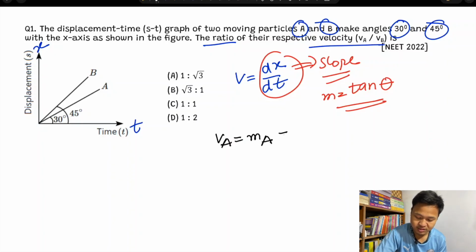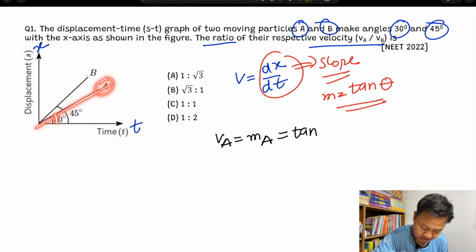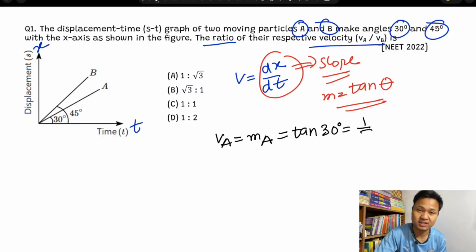Okay, so what is the slope of A? Tan of how much? A has an angle, so it's a line that makes an angle of 30 degrees here. So tan 30 degrees, which is nothing but 1 by root 3.